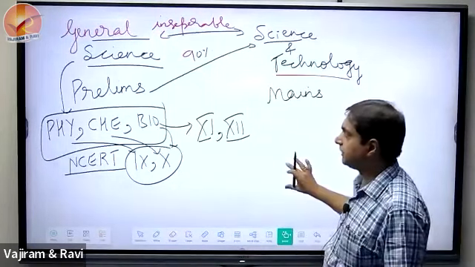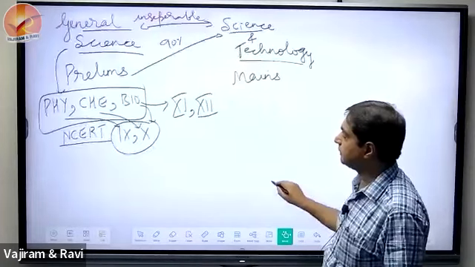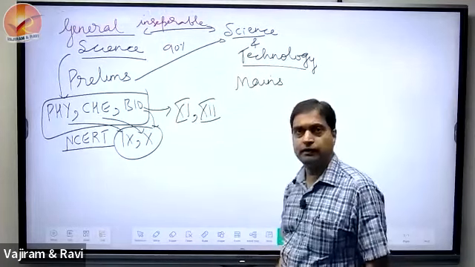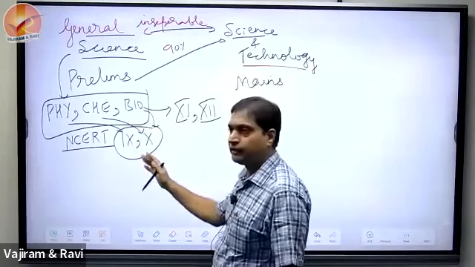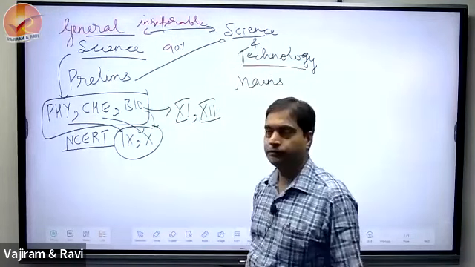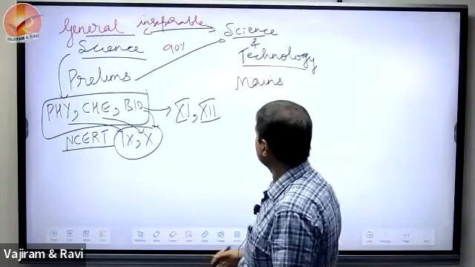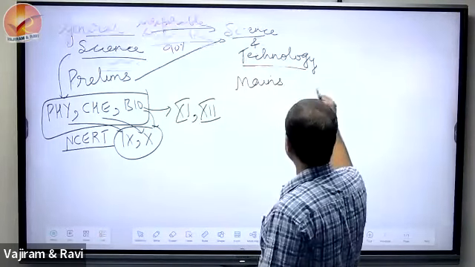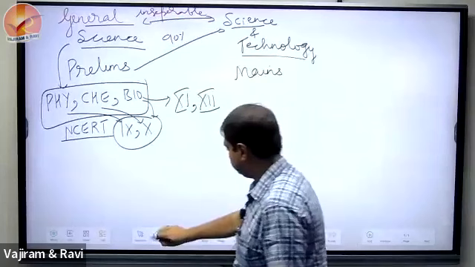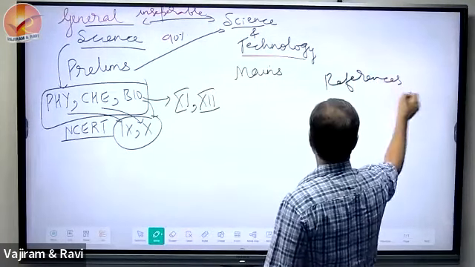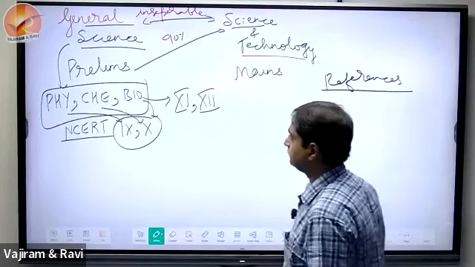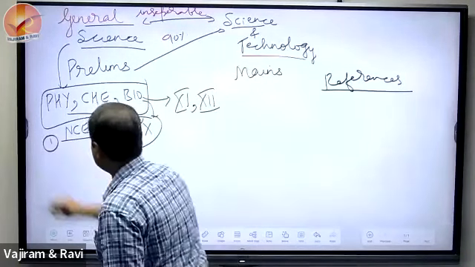First I will write the references. One reference we have understood: the NCERT textbook. NCERT 9, 10 physics, chemistry, biology, and for biology 11th and 12th standard also. Now the other references apart from the NCERT textbook. So first one was the NCERT, and the second one, right?